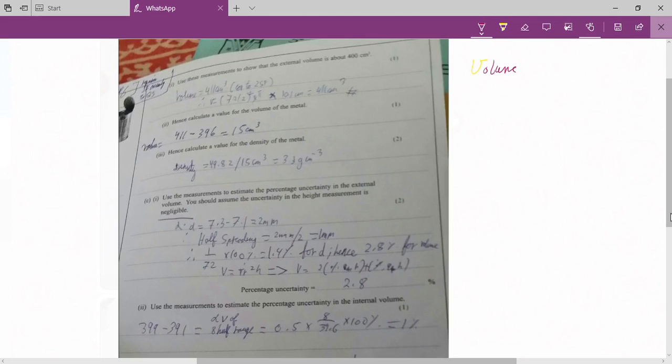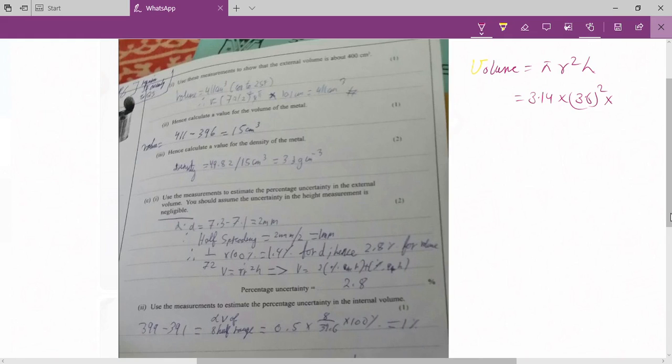Volume equals pi r square h. Pi, that means 3.14, times radius 3.6 whole square, and the external length that was given, the height. So what was that? I am asking about the table, the mean values of your length or height. Just tell me that one only.